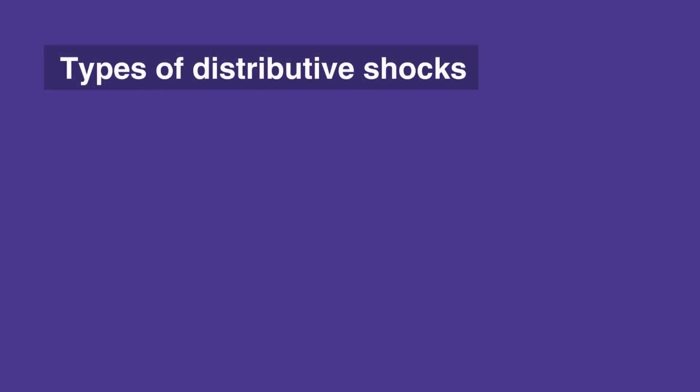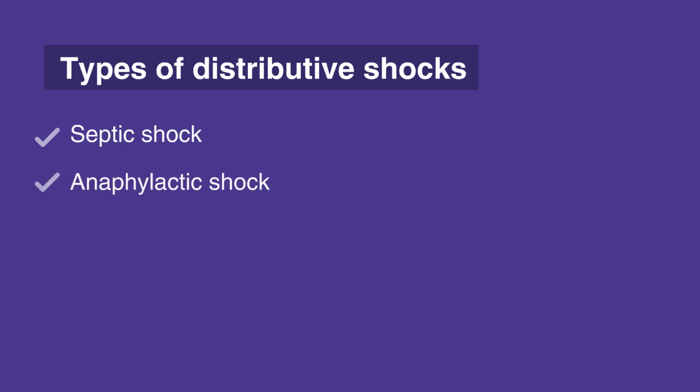The three types of distributive shocks are septic shock, anaphylactic shock, and neurogenic shock. In septic shock, there is decreased preload, normal or decreased contractility, and the afterload varies.